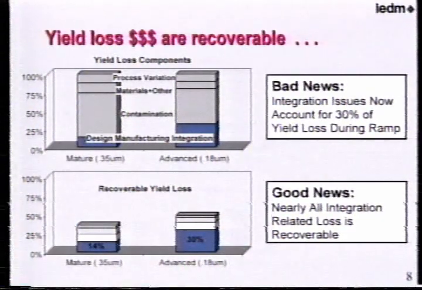So the first thing that we need to talk about is how much of this is bothering you in number of dollars. If you look at it back from 0.35 to 0.18, 30% of the loss is coming due to the process design interaction, the feature-based yield loss. Okay? The good news is that you can almost recover all of it.